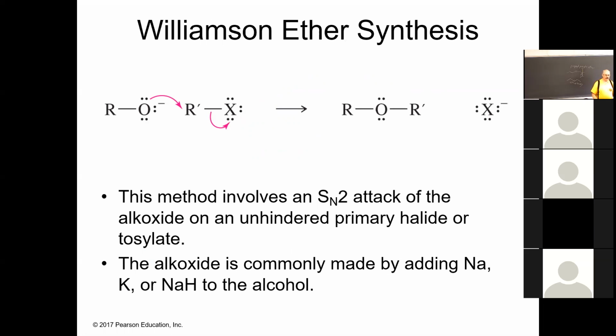All right, next we'll look at Williamson ether synthesis, and we've actually seen this in a couple of previous chapters. Okay, so if we have an alkoxy anion, which we can generate by using a strong base and an alcohol, or we can use an active metal like sodium or potassium, this can do an SN2 reaction on a substrate, and the substrate has to be an unhindered primary halide or tosylate. Okay, it could also be a methyl. The alkoxide, as mentioned, is commonly made by adding sodium, potassium, or sodium hydride to the alcohol.